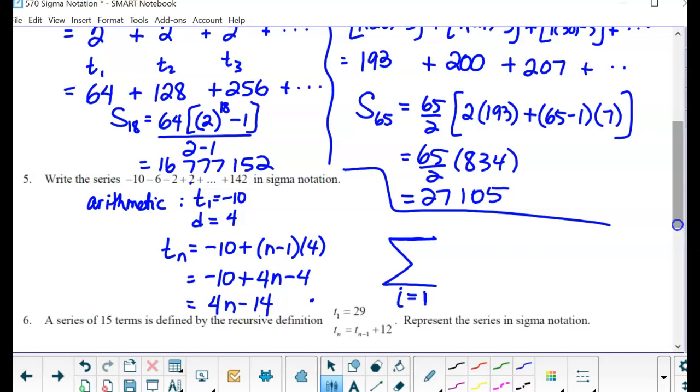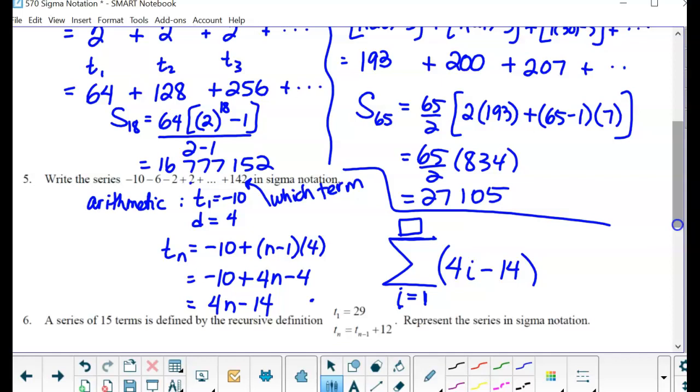If we're using our formula for arithmetic, then all we do here is copy it out, but use whatever letter you're using for your index of summation. And then what we still need to figure out is what it goes to. What's n? Which term is this? We have everything here, but which term do we go to?